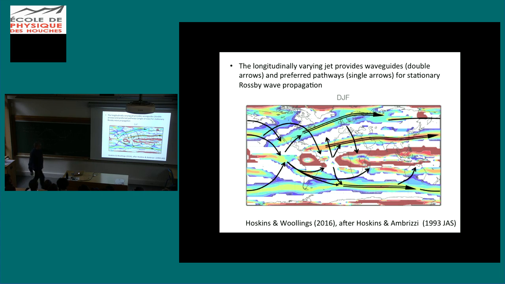But it goes back to Hoskins and Ambrizzi. So this is like a refractive index here, and what they plotted are waveguides in the double arrows, and also some preferred pathways that I guess are Rossby wave trains, and for stationary wave propagation.